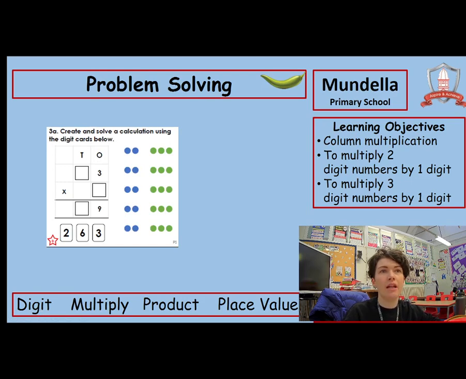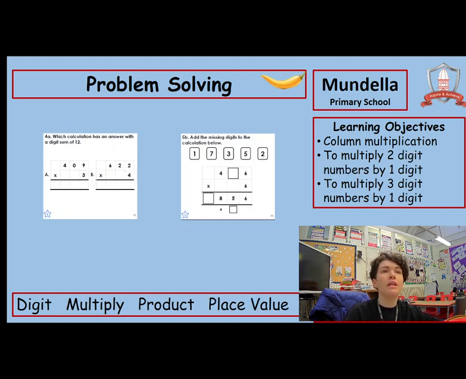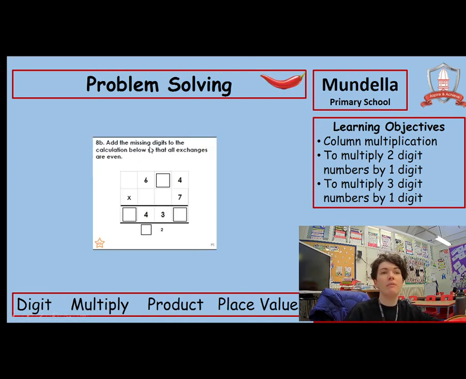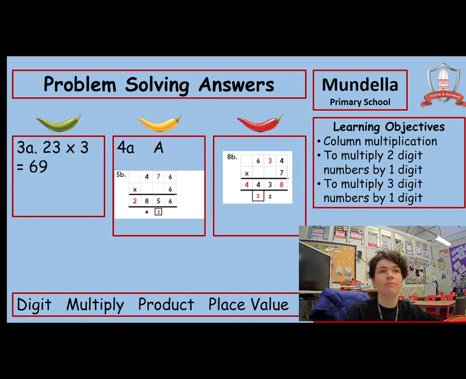Okay, Green Chili Pepper Challenge. Here is your problem solving task. Create and solve a calculation using the digits below. For yellow, you need to have a look very carefully to think which calculation has an answer with a digit sum of 12. And in this particular question, you've got to add the missing digits to the calculation below. And in the Red Chili Pepper Challenge, this is a little trickier one because you've got to add the missing digits to the calculation so that all of the exchanges are even. So the exchanges are all what we call regroupings. Pause the video now to have a go.